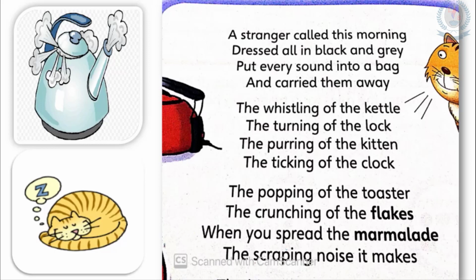Okay, now read the second verse with me. The whistling of the kettle, the turning of the lock, the purring of the kitten, the ticking of the clock.